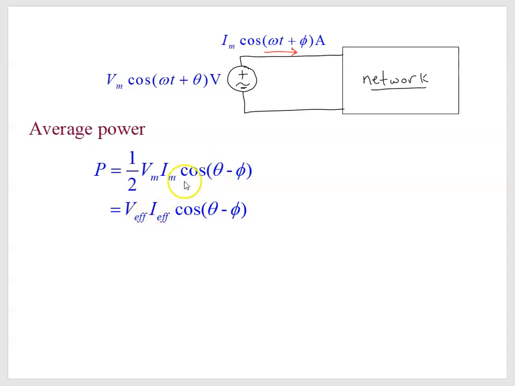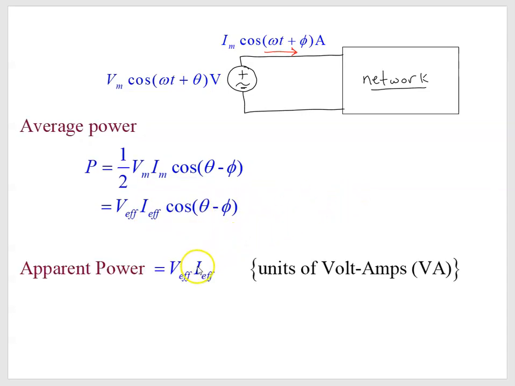If we have RMS values, then we can drop the 1/2 factor, and we just end up with the product of the effective voltage and effective current, but we still have the cosine of the difference of these angles. Our apparent power is just the product of the voltage and the current. It doesn't use the cosine of the difference of the angles. This is when we're using RMS values. If you're using amplitudes, it's just 1/2 Vm Im.